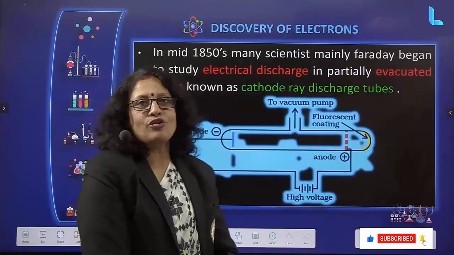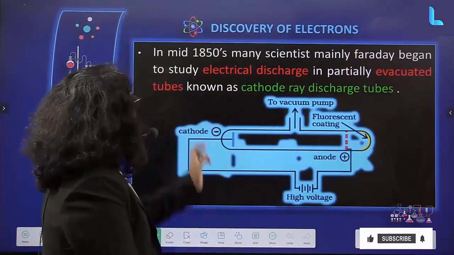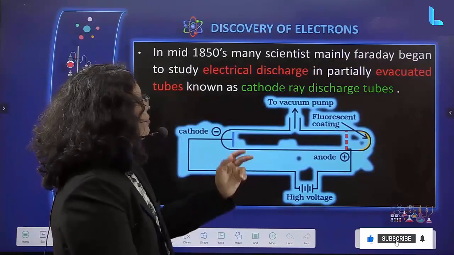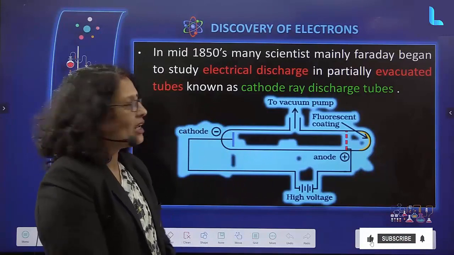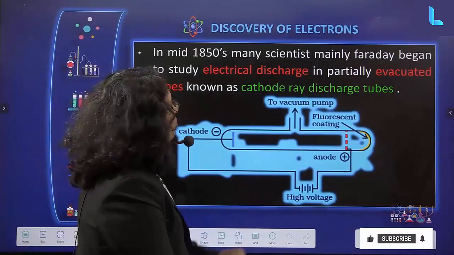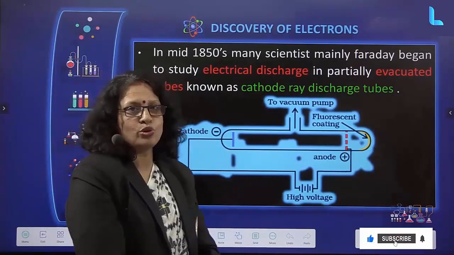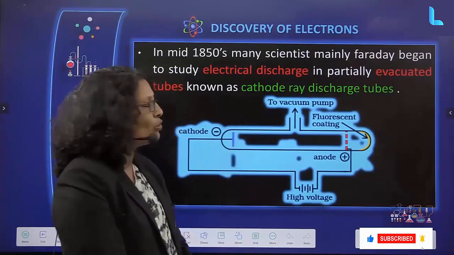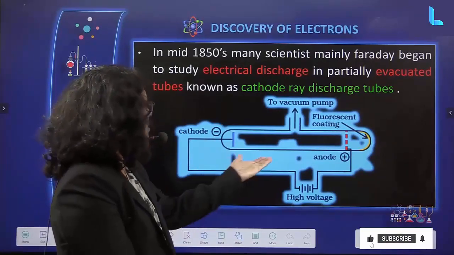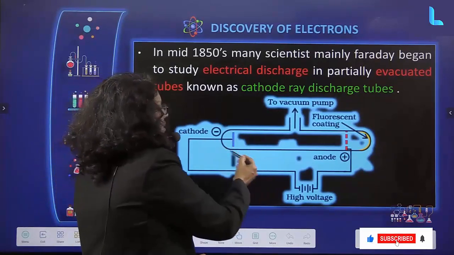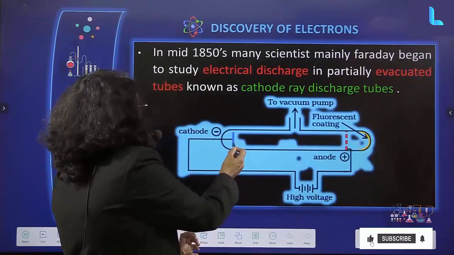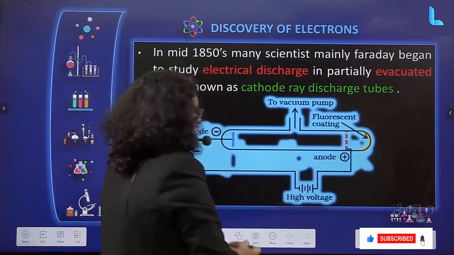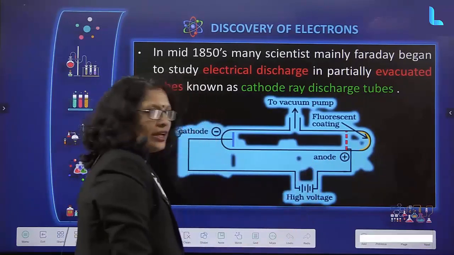Now we will study the discovery of the electron, in the 1850s. Many scientists, mainly Faraday, began to study electric discharge in partially evacuated tubes. There is the cathode ray discharge tube. You can see a picture here. This tube is called a cathode ray discharge tube. Here there is a cathode and an anode, which are connected to high voltage.